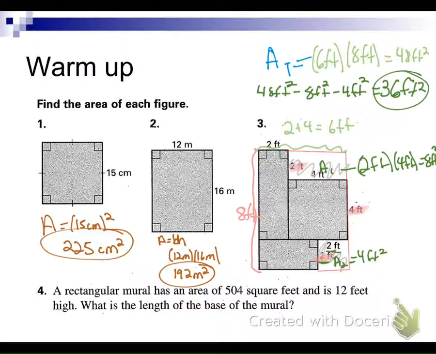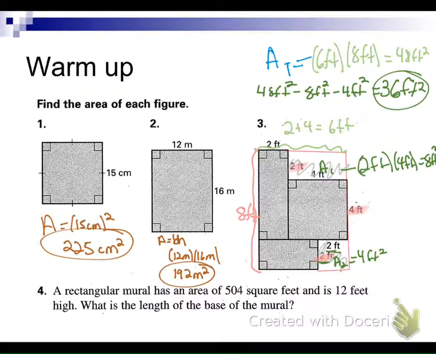Okay, so your other option would have been labeling these as section 1, 2, and 3. So A1, A2, A3. Find the area of each piece and then add them. Whichever one's easier for you guys works for me. This method is probably my preferred one for this problem. And our last question: a rectangular mural has an area of 504 square feet and a height of 12 feet. What is going to be the length of the base?